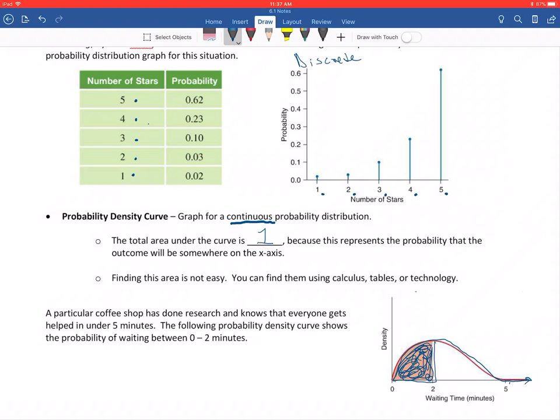Well, finding shaded area under curves is not easy. Mostly you need calculus to do that. We used to do this with tables back in the olden Stone Ages with statistics. But for us, thank goodness we get to use technology. We get to use StatCrunch for this. It will calculate those areas for us.